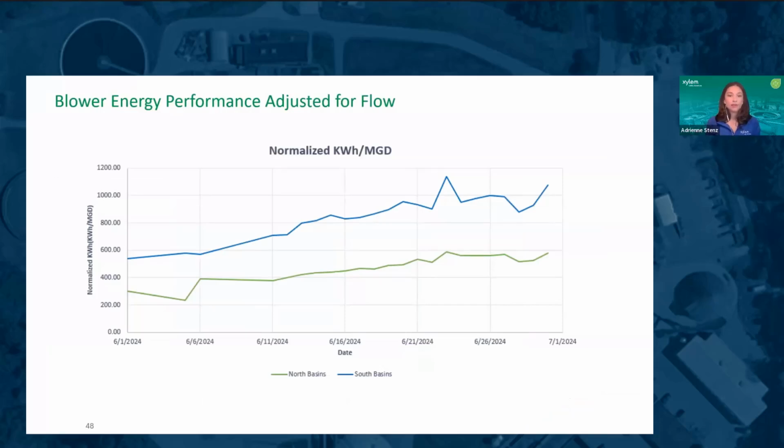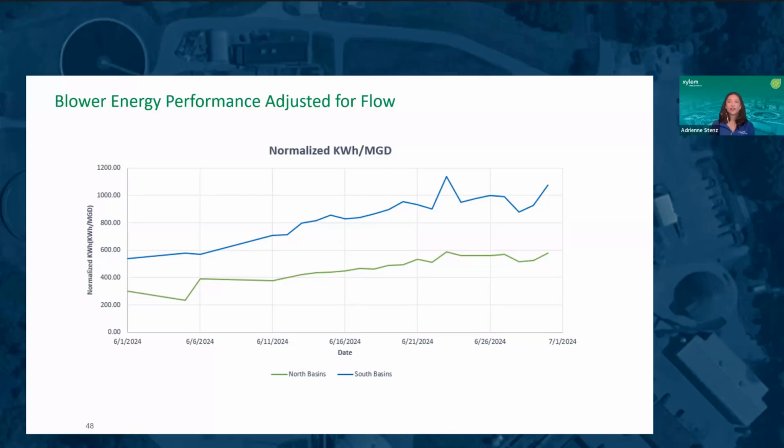This is a graph of the blower kilowatt hours, but normalized for wastewater flow in MGD. The difference in energy consumption between the two trains is even more dramatic when accounting the blower energy output for the volume of flow in MGD that the basins saw for the month, considering that the North Basins treated 17% more flow than the South.